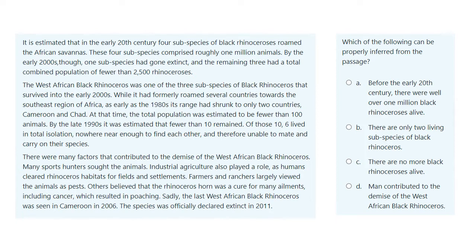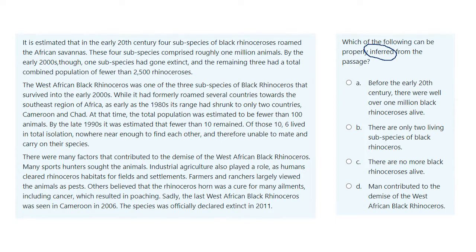Which of the following can be properly inferred from the passage? Now, inferred, remember, means something that is not stated directly, but there must be some clues to support the idea. Anything that has no support, that has no link to the passage, cannot be an inference. Anything that is false cannot be an inference. Anything that is stated directly by the passage cannot be an inference.